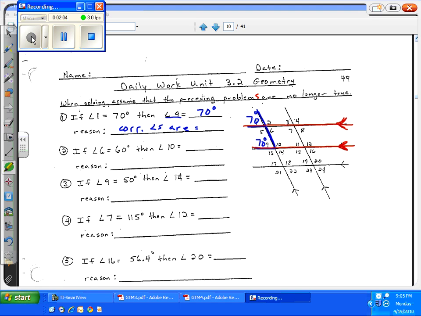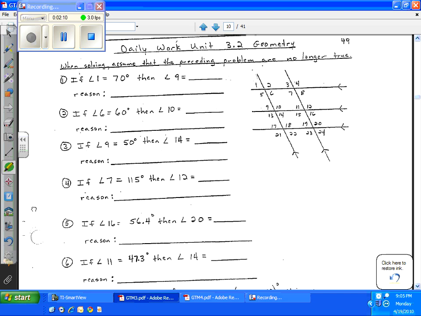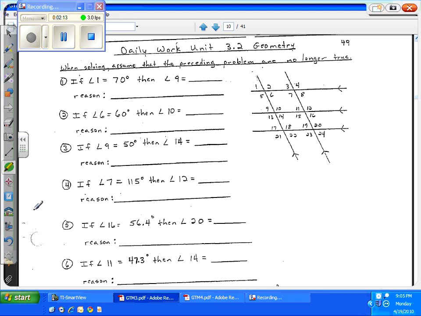Okay? Let's look at number 3. Angle 9 is 50 degrees. So we're going to draw angle 9 because we're looking for that association with what letter it forms. And then angle 14. Well, angle 14 is right here. And you say, well, that makes an X. We didn't talk about X's. Well, we did talk about something that looks like this, though. What are those called?